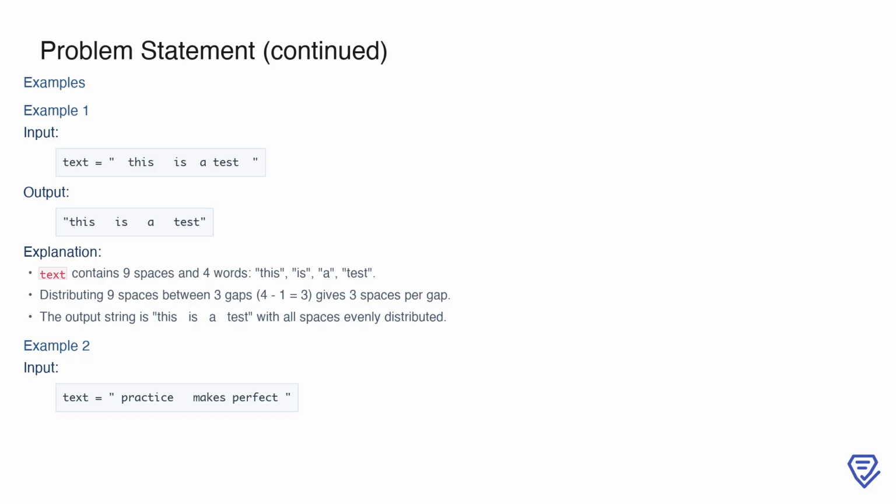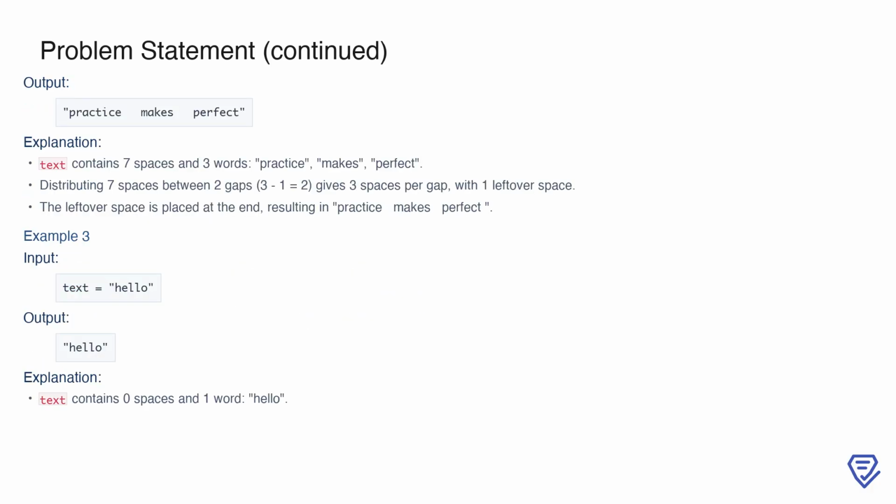Another example is the input "practice makes perfect." Here, the string has 7 spaces and 3 words: practice, makes, and perfect. In this case, there are 2 gaps between the 3 words, and distributing 7 spaces evenly across these 2 gaps gives 3 spaces per gap, with 1 space left over. The leftover space is placed at the end of the string, resulting in "practice   makes   perfect ".